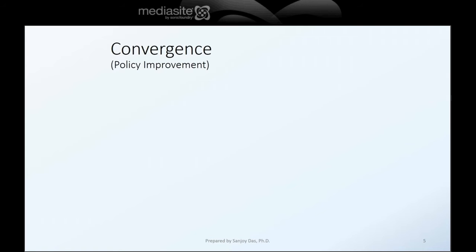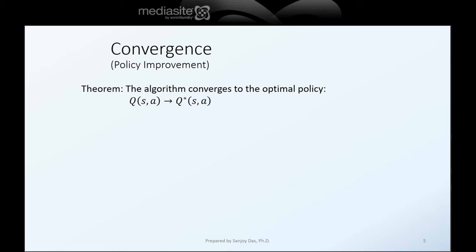So, turning our attention to the convergence proof, we shall focus on policy improvement. And for policy improvement, here's what the theorem says. The algorithm converges to the optimal policy. In other words, for all S and A, all states and all actions, the Q values will converge to the Q stars, the optimal values.